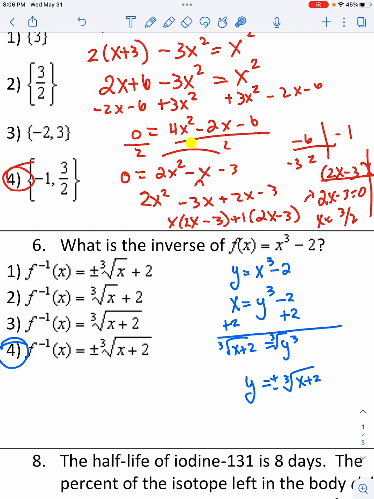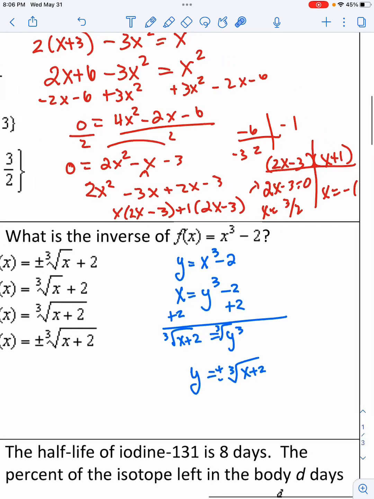So I'm going to divide by the GCF. Everything is divisible by 2, so I'm going to divide that on both sides. Still have 0 on the left-hand side. We have 2x squared minus x minus 3. So I'm going to factor that out.